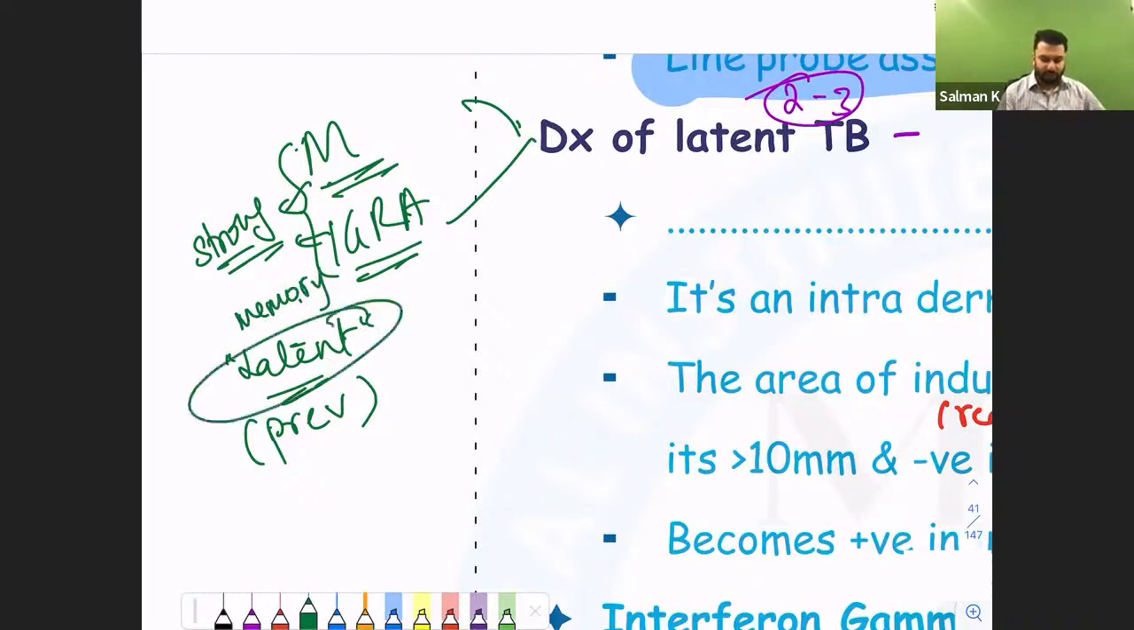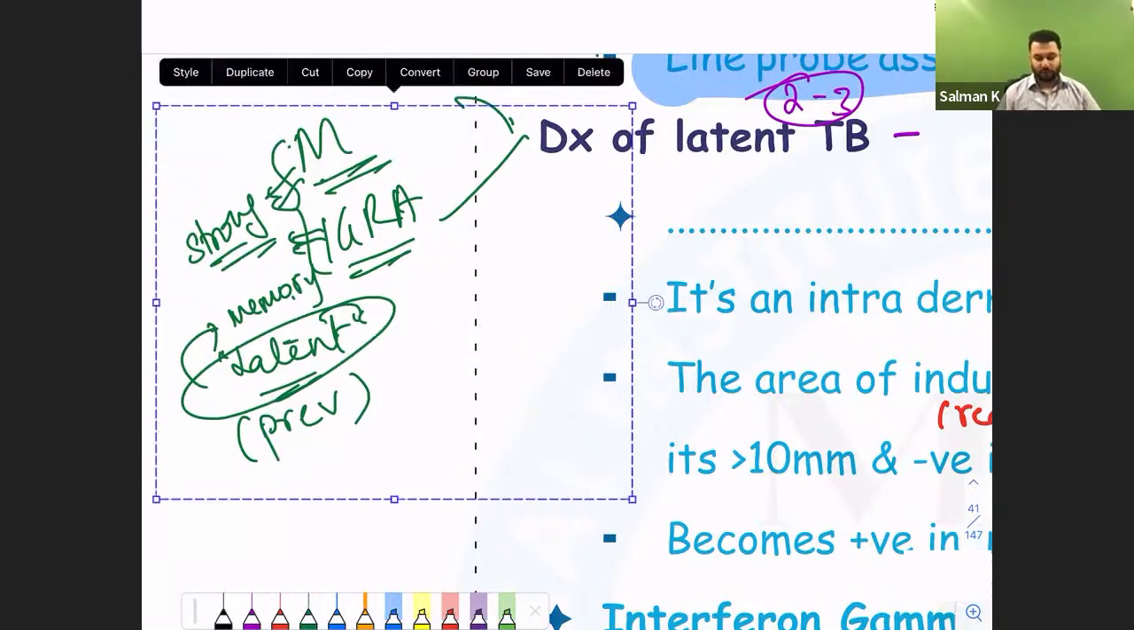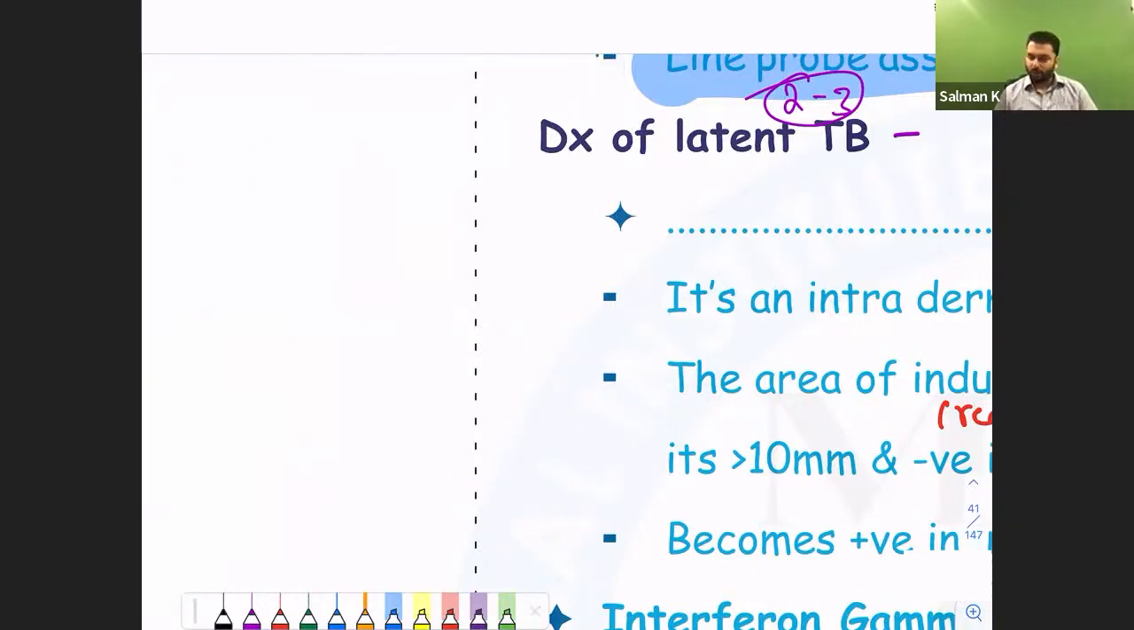If you have latent TB, what has your body made against any TB organism? Memory. So if from outside you're injecting some antigens of TB, like tuberculin antigen, your body will give a very strong reaction. That reaction is something that we are going to measure. So that's about it. That's your Mantoux test or the IGRA.